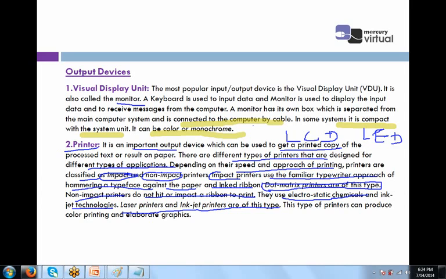These types of printers can produce color printing and elaborate graphics. So this is the printer. In simple terms, printers are used for converting the soft copy to the hard copy. Now let's see another slide.